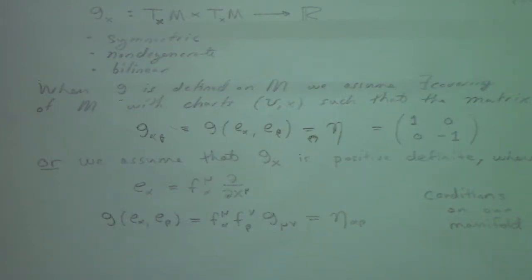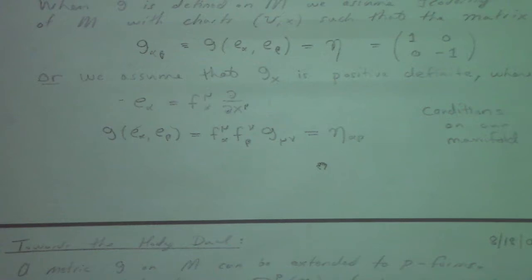So let's see here. When G is defined on M, we assume that there exists a covering of M with charts such that the matrix of G, what's this, G alpha beta? Is it 2-dimensional? It's weird. I'm not quite sure what this is saying, but I think we should go on.